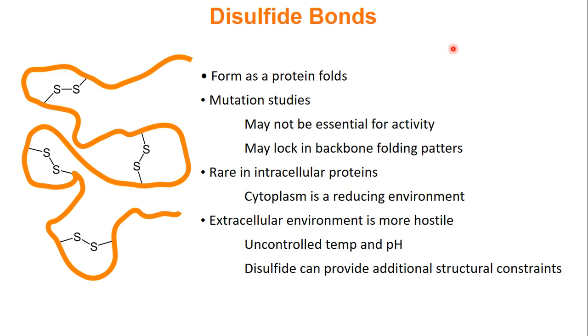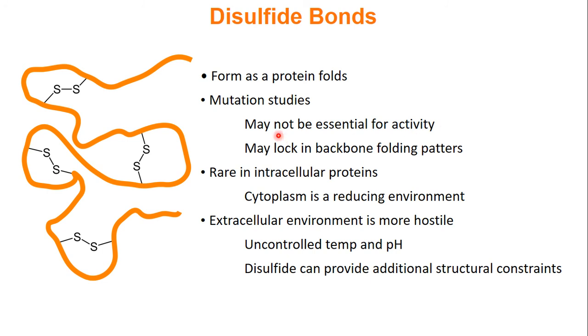Now, another important type of bond for structure is disulfide bonds. And these will form as proteins fold. Two cysteines can come together and you can form a disulfide bond. Now, there have been some mutation studies to see, are disulfide bonds critical for the actual 3D structure of a protein? And what you see is that they might not be essential for activity. That is, we can mutate the cysteine to something else, and the protein will still be active. It will still do its function. So, for example, if we take cysteine to serine, the protein still works.